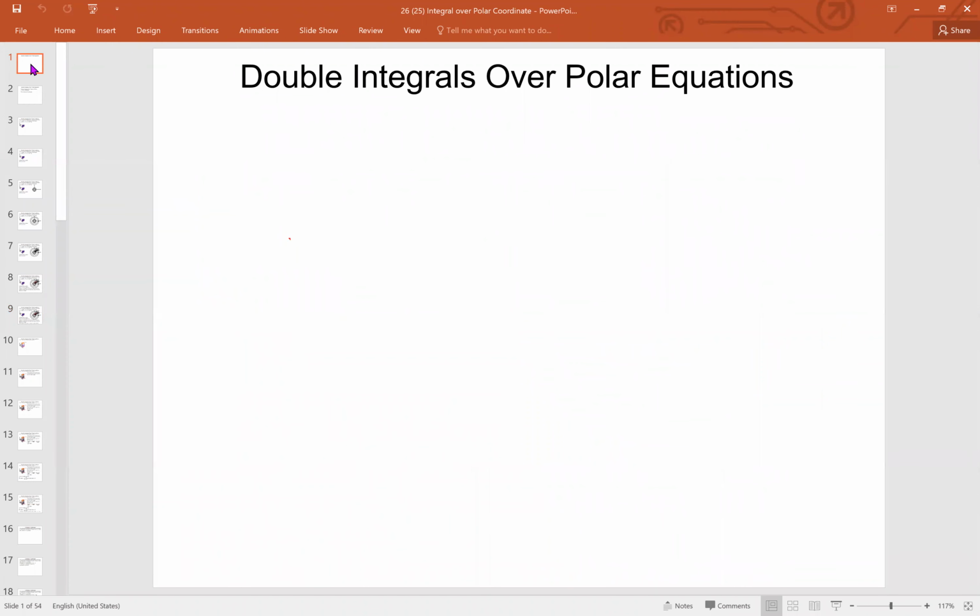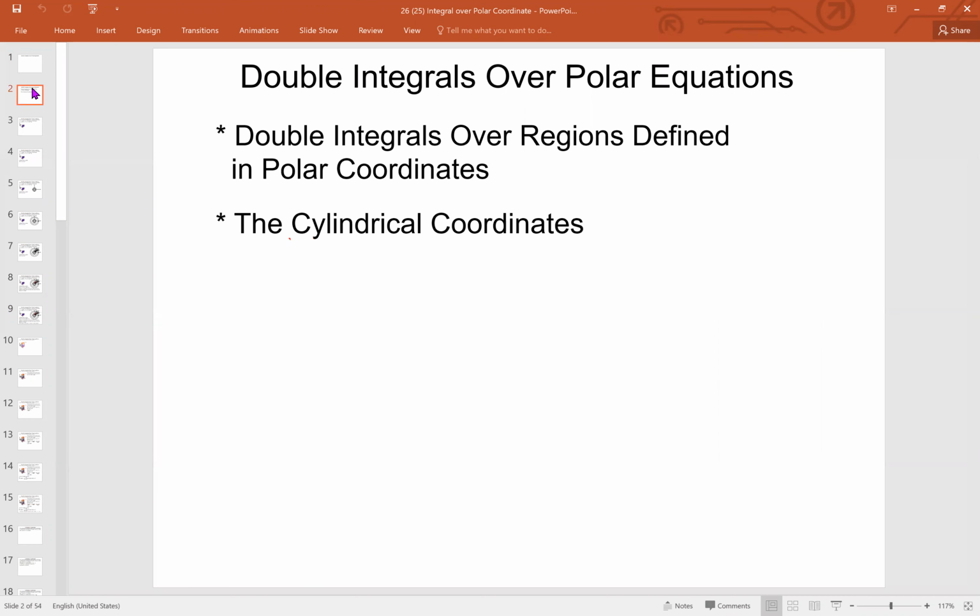Hello, everyone. This is Professor Ma, and this is the introduction of the sections on double integral over polar coordinates. More precisely, we're going to talk about double integral over a domain that's defined or enclosed by polar equations.